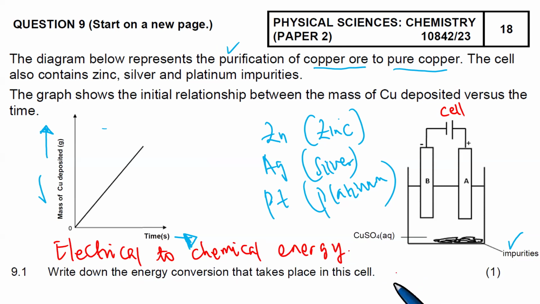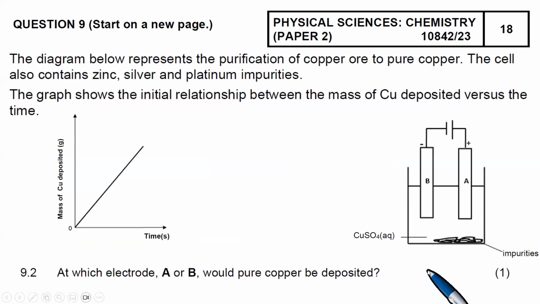So we are noting that we are actually converting electrical energy to chemical energy because we are connecting this particular cell here. It has electrical energy, and then we are converting it to what? To chemical energy. And we're moving forward to the next question. Right, at which electrode A or B would pure copper be deposited?